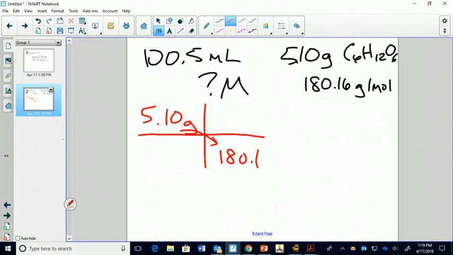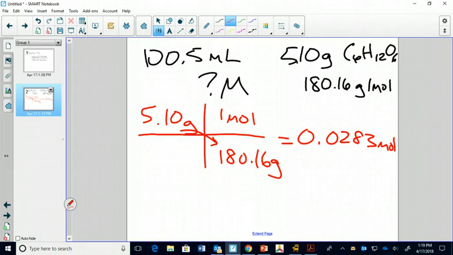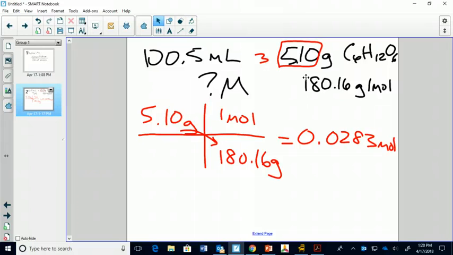So 180.16 grams in how many moles? 1 mole. So 5.10 divided by 180, and I get 0.0283 moles. Now, why did I round it that way? Because it's a long number. If you actually pop it in your calculator, it gives this big long number. Because of my significant figures, right? That's 3 significant figures. Excellent. Okay? And these first 2 zeros are just telling me where the decimal place is, so they are not significant. Am I done? No.